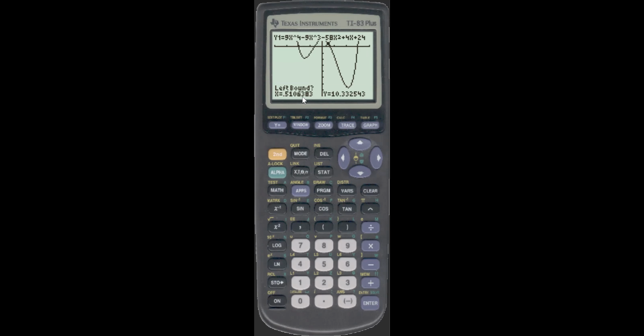I'm going to go left bound a little bit above it, right bound a little bit below it. Guess, guess, enter, enter. So 0.66667 is actually a well-known number. That's 2/3. Okay, so that's that. We're kind of in luck there. And we'll do the same thing for the last one here.